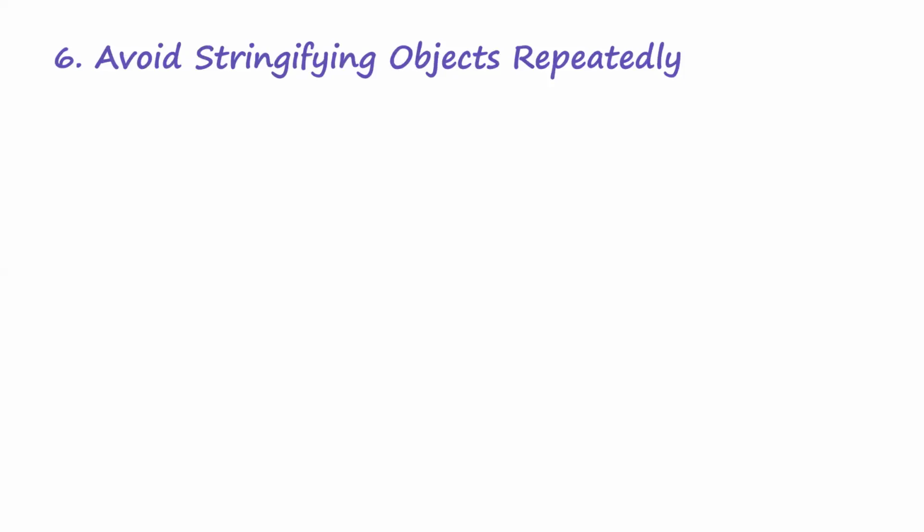So avoid stringifying objects repeatedly. I don't know if any of you have used JSON.stringify. What we mean by stringifying an object is that we can actually convert an object into a JSON string. I am sorry if you don't know what JSON is. We'll be talking about JSON in advanced JavaScript, but we are not talking about it in this course. This course is JavaScript for beginners.